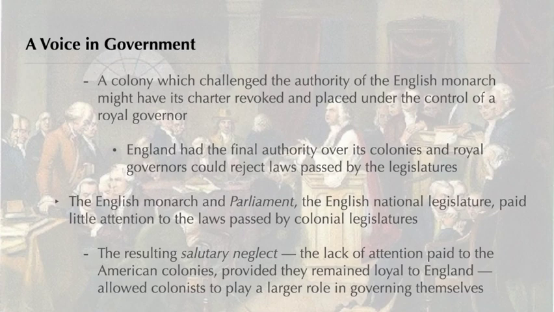Any colony that seriously challenged England's authority might be stripped of its charter and become a royal colony under the control of the monarch, who appointed a royal governor. In theory, England had final authority over the colonies, and the English governor could reject laws passed by colonial legislatures. However, throughout the 1600s and early 1700s, England was busy fighting wars and had little time to pay attention to colonial laws. Thus, the colonists played a large role in governing themselves.